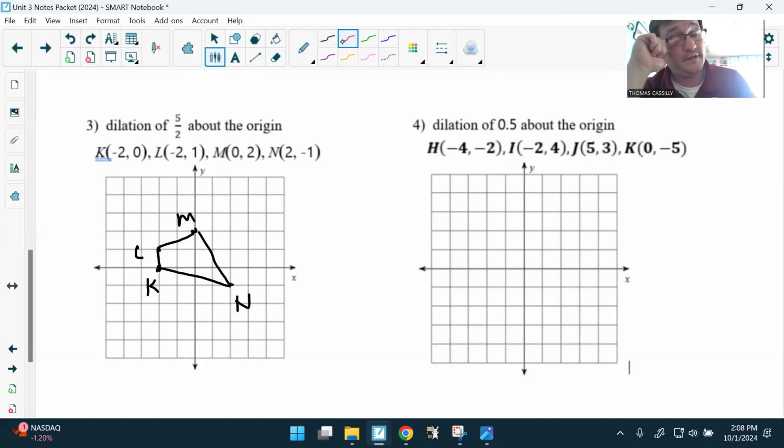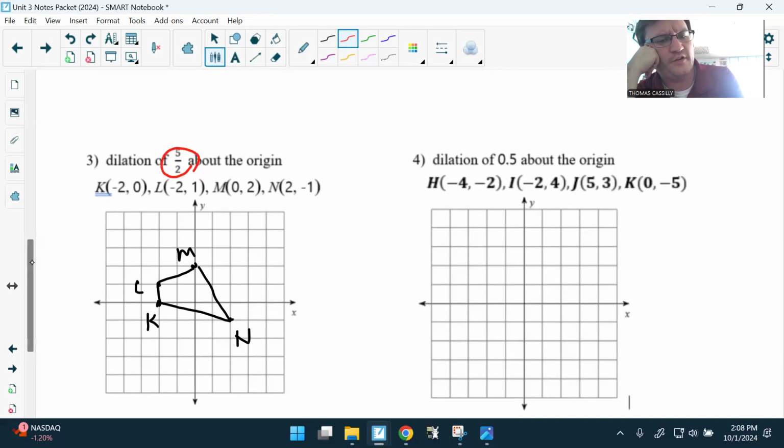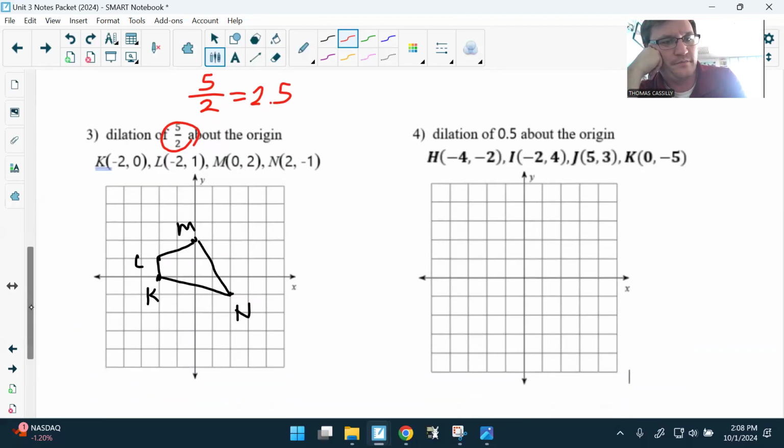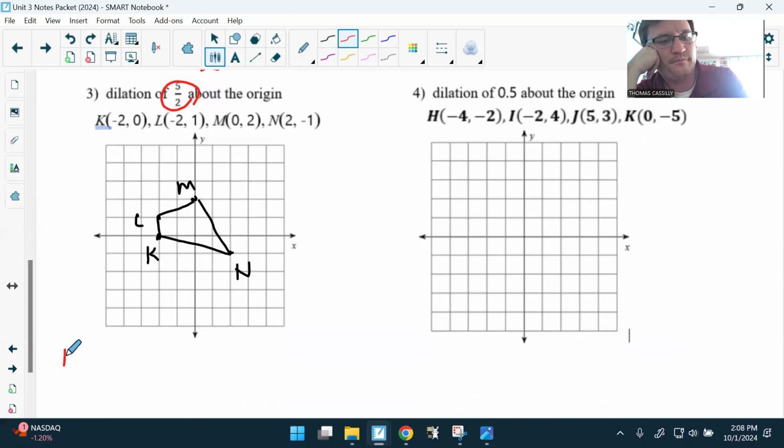So a dilation of 5 halves. Now, if you want to think about it in your calculator, 5 halves, that's just 2.5. So you're just multiplying all your coordinates by 2.5. So K prime: negative 2 times 2.5 is negative 5, 0. L prime is going to be negative 5, comma 2.5.